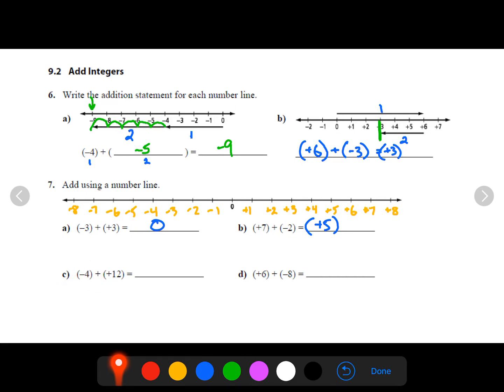Part C, -4. So we go to -4, that's our starting point, and we're adding 12. So 1, 2, 3, 4, 5, 6, 7, 8, 9, 10, 11, 12. We're ending right here on +8. And then lastly, we start at +6 right here, and we're adding -8. 1, 2, 3, 4, 5, 6, 7, 8. We're landing on -2. So those are your answers for number 7.